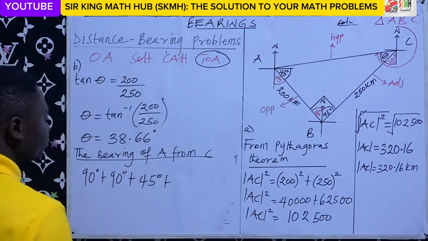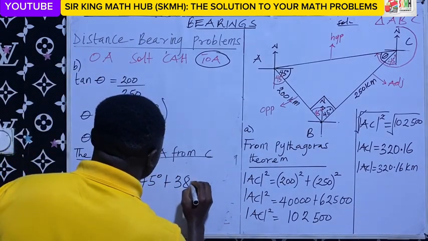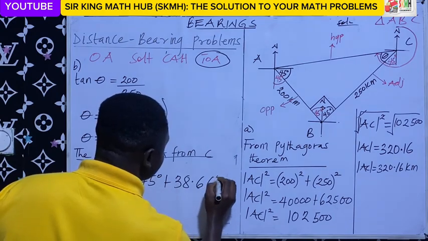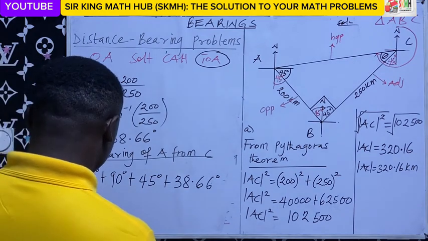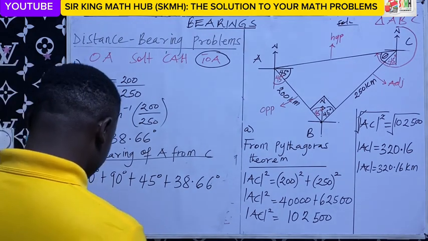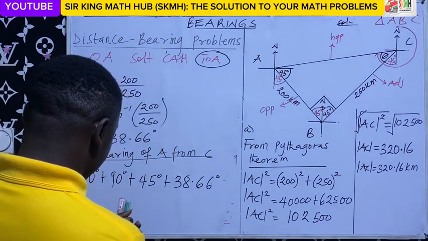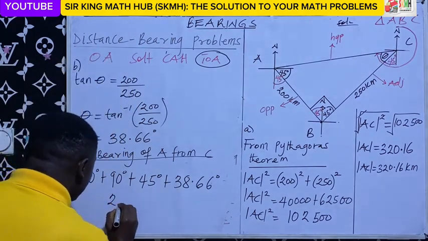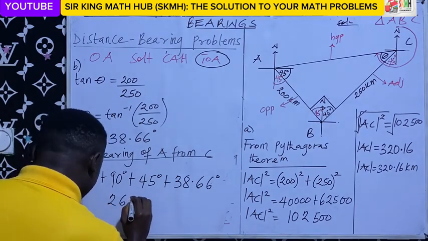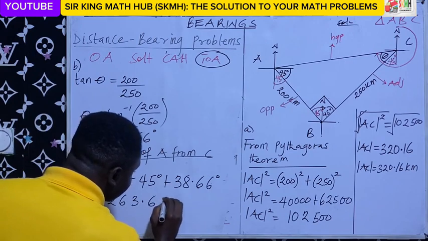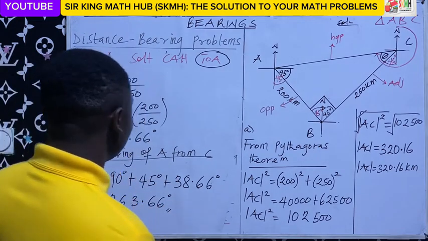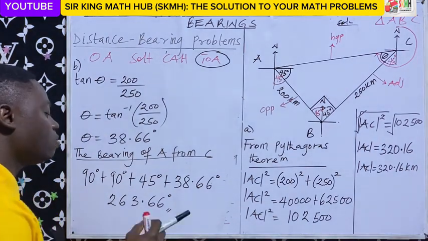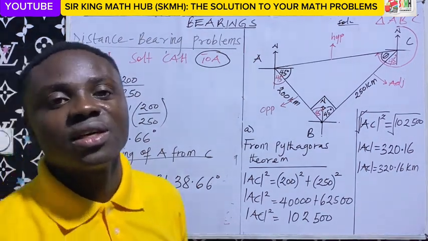What did we get for theta? We had 38.66 degrees. So what is our final answer? 90 plus 90 plus 45 plus 38.66, and that is giving us 263.66 degrees. So the bearing of A from C measures 263.66 degrees.